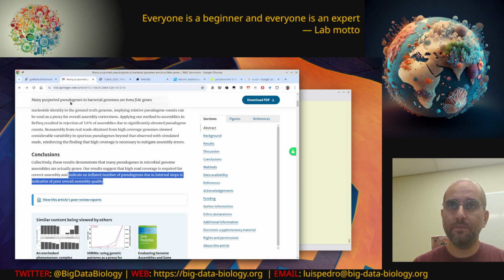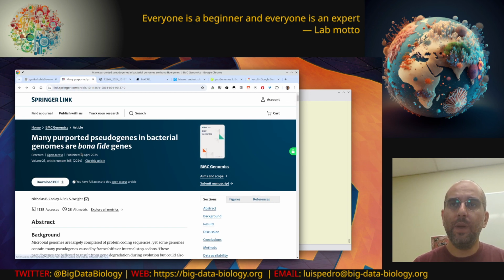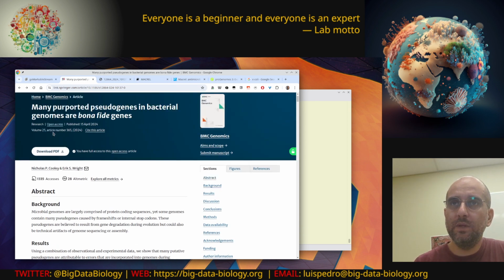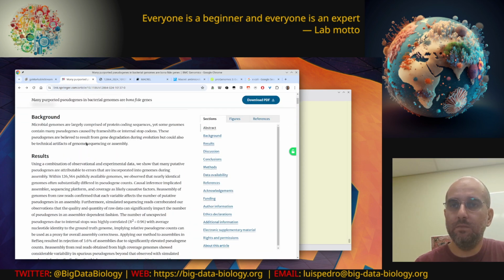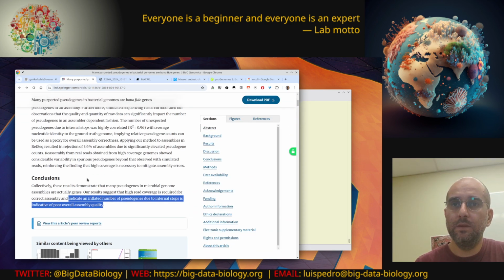And there was also this paper that came out, and I've shared it before, from Cooley and Wright. And this is such a great paper. I really love this type of papers that are, at the same time, a very clean message, very well done. They have a clear statement, and then they support it well, and it's very nice.